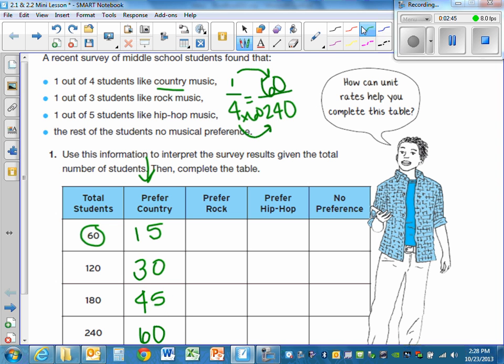So you go ahead with your group and use 1 out of every 3 students like rock music, put your answers in the rock column. 1 out of every 5 students like hip-hop, put your answers in the hip-hop column. And then try the rest with no preference and put the answers in the no preference column. Once you have all your answers in your table filled out, you can go ahead and press play.